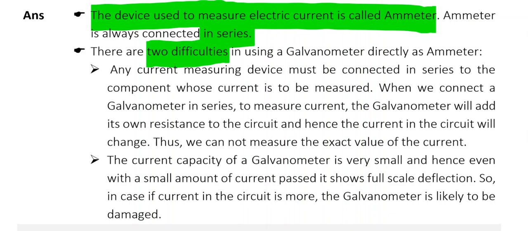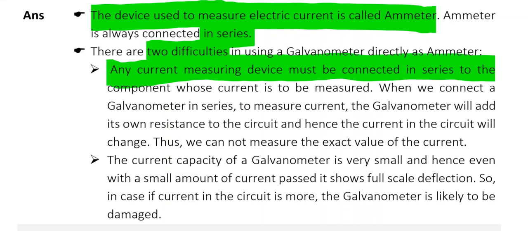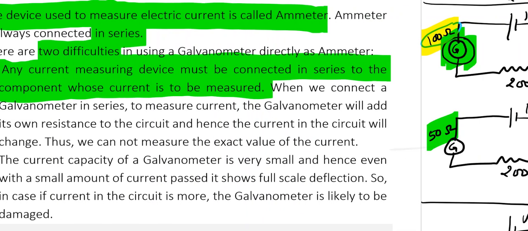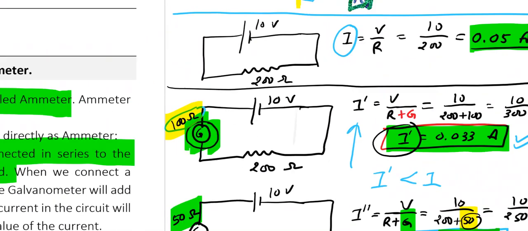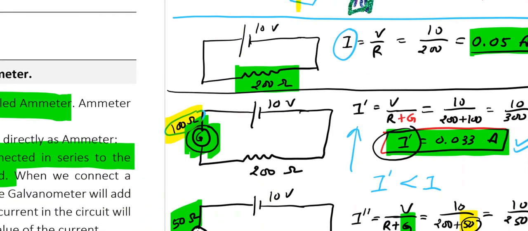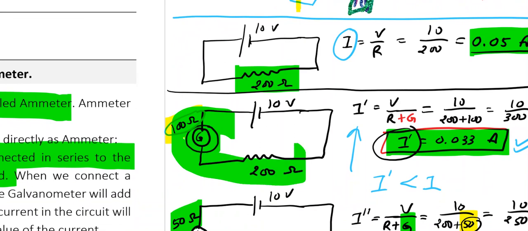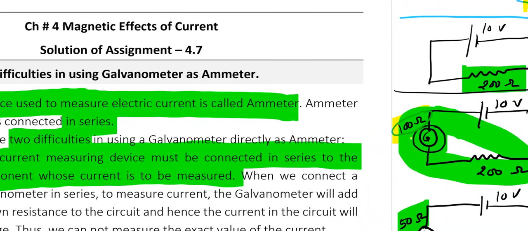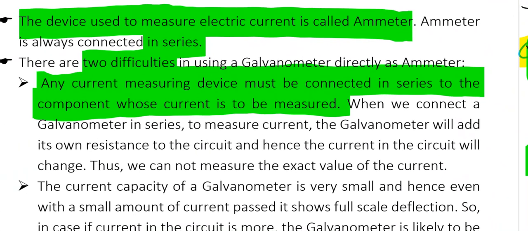What is the first problem? First problem is any current measuring device must be connected in series to the component whose current is to be measured. So as mentioned here, if I want to find out current passing through 200 ohm, I'll have to connect galvanometer in series. See, galvanometer is connected in series. So any current measuring device has to be connected in series.